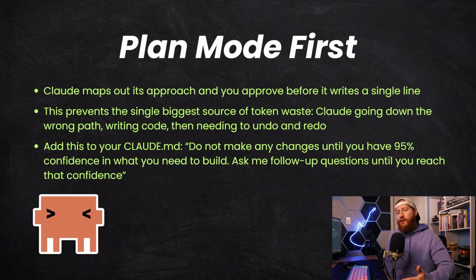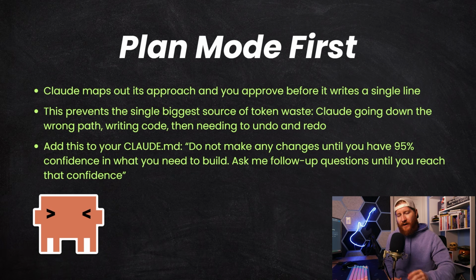For some, using plan mode first might be an obvious solution, and yeah, you're right. Claude maps out its approach, and you can approve anything before it writes a single line. This prevents the single biggest source of token waste: Claude going down the wrong path, writing code, then needing to undo and then redo, back and forth, which just burns through your tokens.